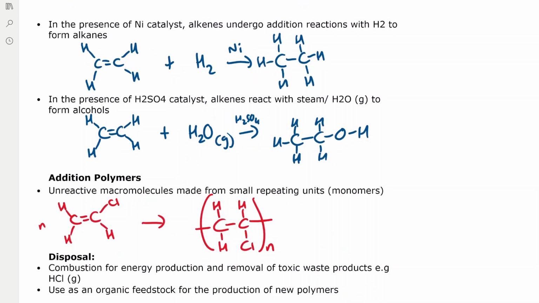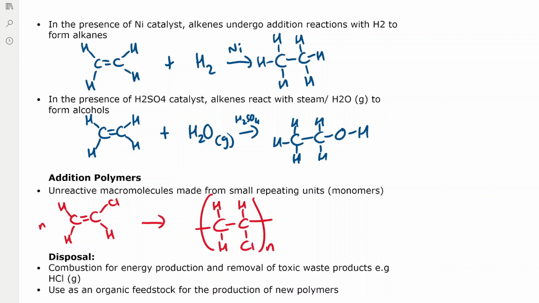We've got some other important addition reactions. So we've got hydrogenation, and in the presence of nickel catalyst, alkenes undergo addition reactions with hydrogen to form alkanes. You can see the equation there, and as you'll see, we don't form any waste product. In the presence of sulfuric acid catalyst, alkenes react with steam, which is gaseous water, to form alcohols.